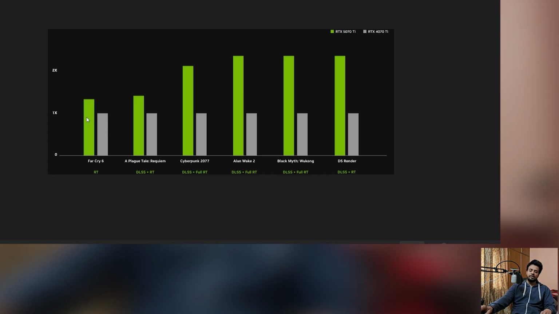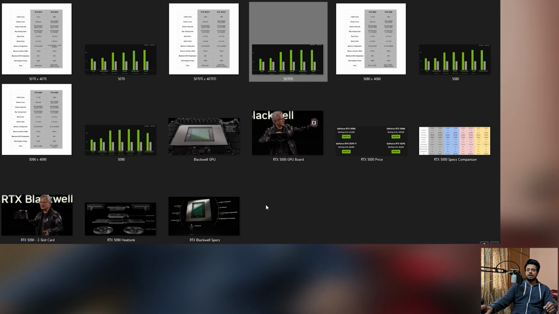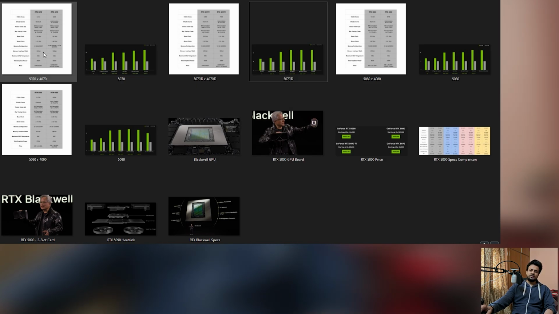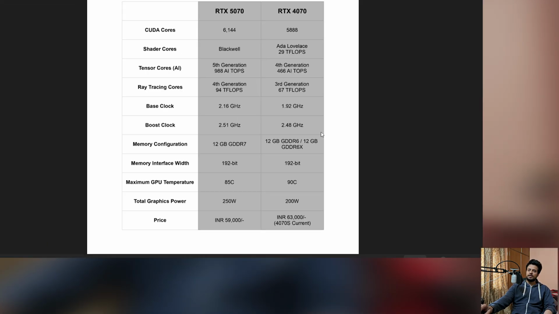This generational gain is going to reduce a little more, which might make the 5070 Ti look not a very good proposition. Same story with the 5070. Let us move on. 4070: 5888 CUDA cores to 6144, 466 AI TOPS to 988, 67 to 94 ray tracing, 1.92 to 2.16, 2.48 to 2.51. So there's an improvement here.